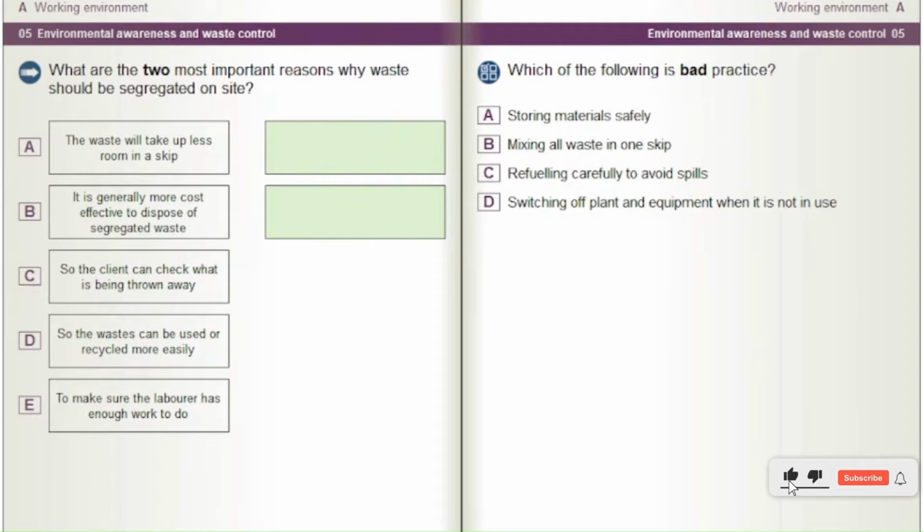What are the 2 most important reasons why waste should be segregated on site? The waste will take up less room in a skip. It is generally more cost-effective to dispose of segregated waste. So the client can check what is being thrown away. So the wastes can be used or recycled more easily. To make sure the labourer has enough work to do.